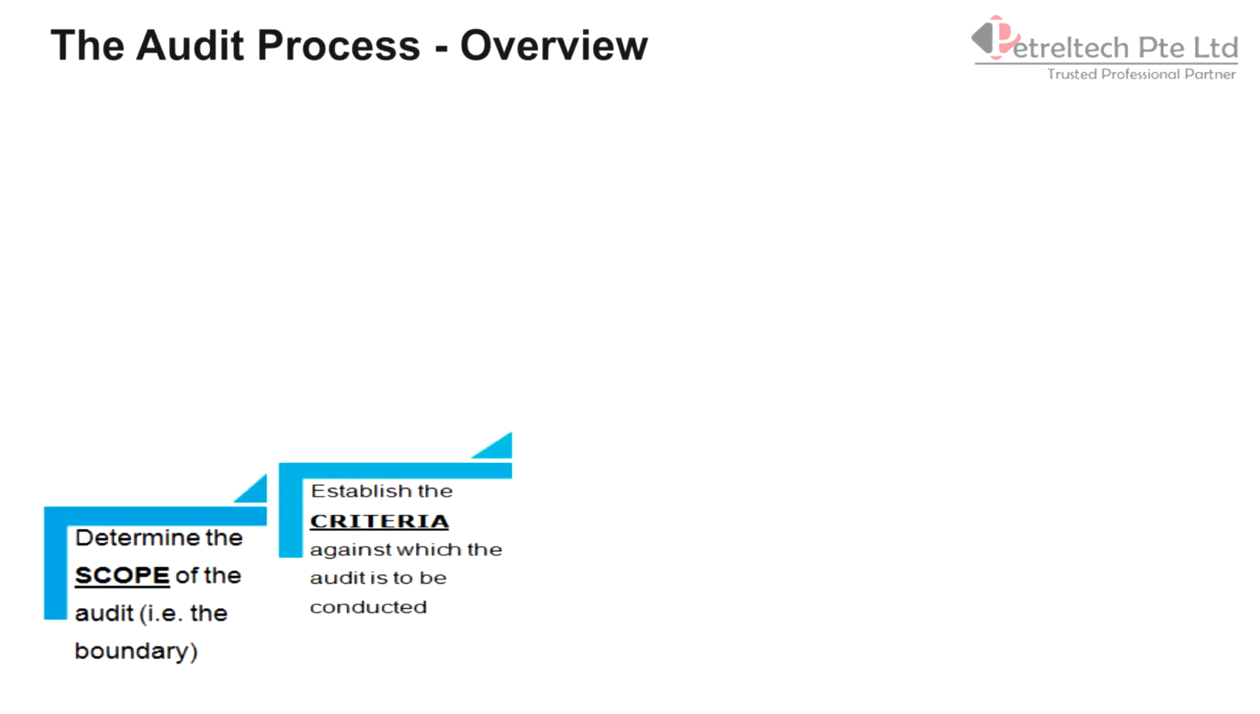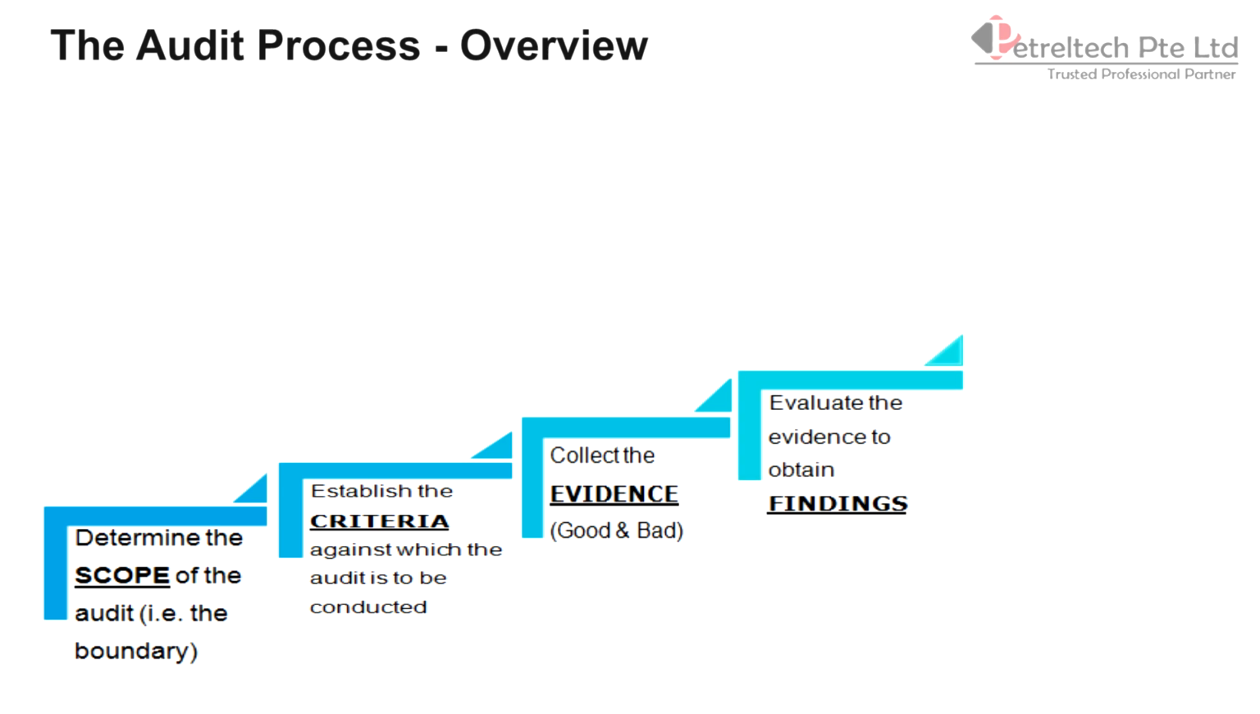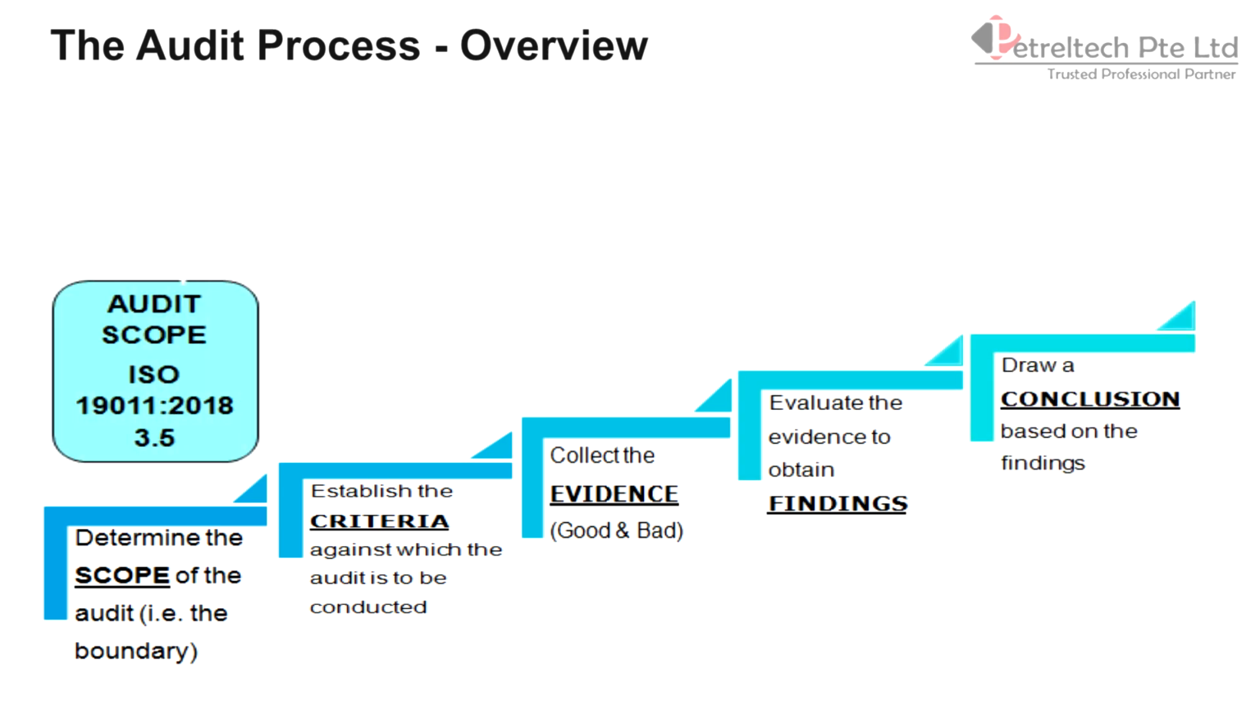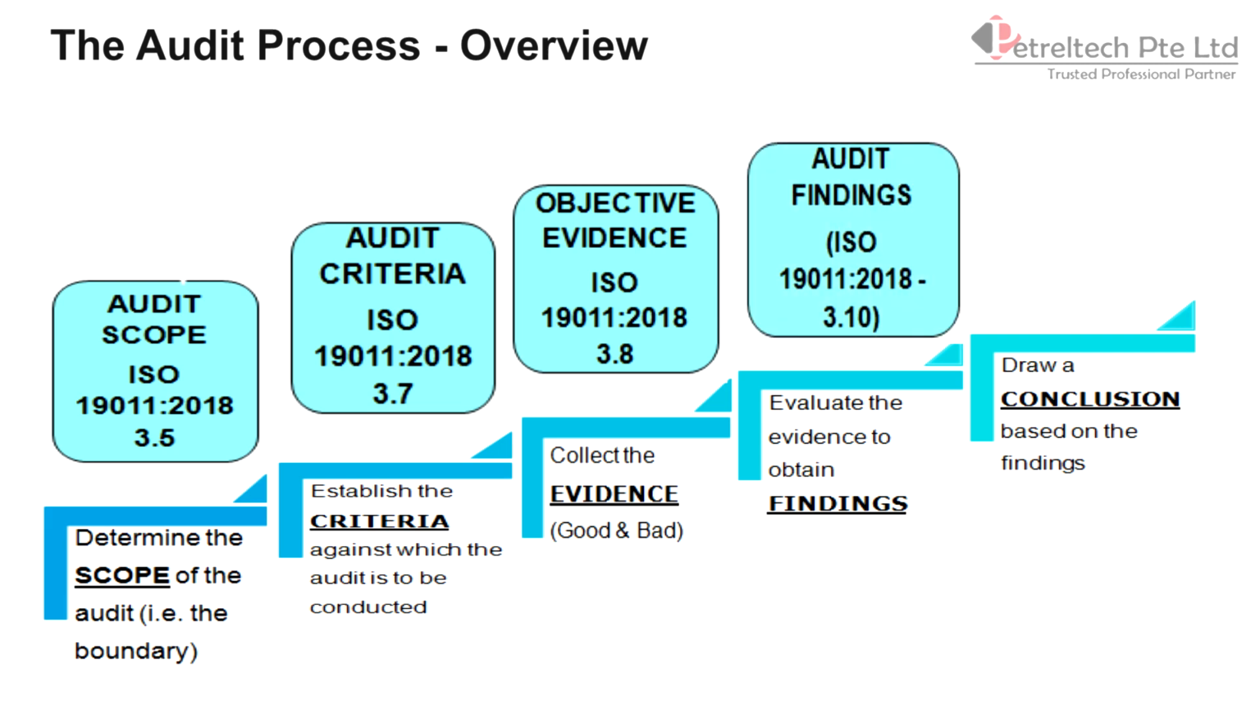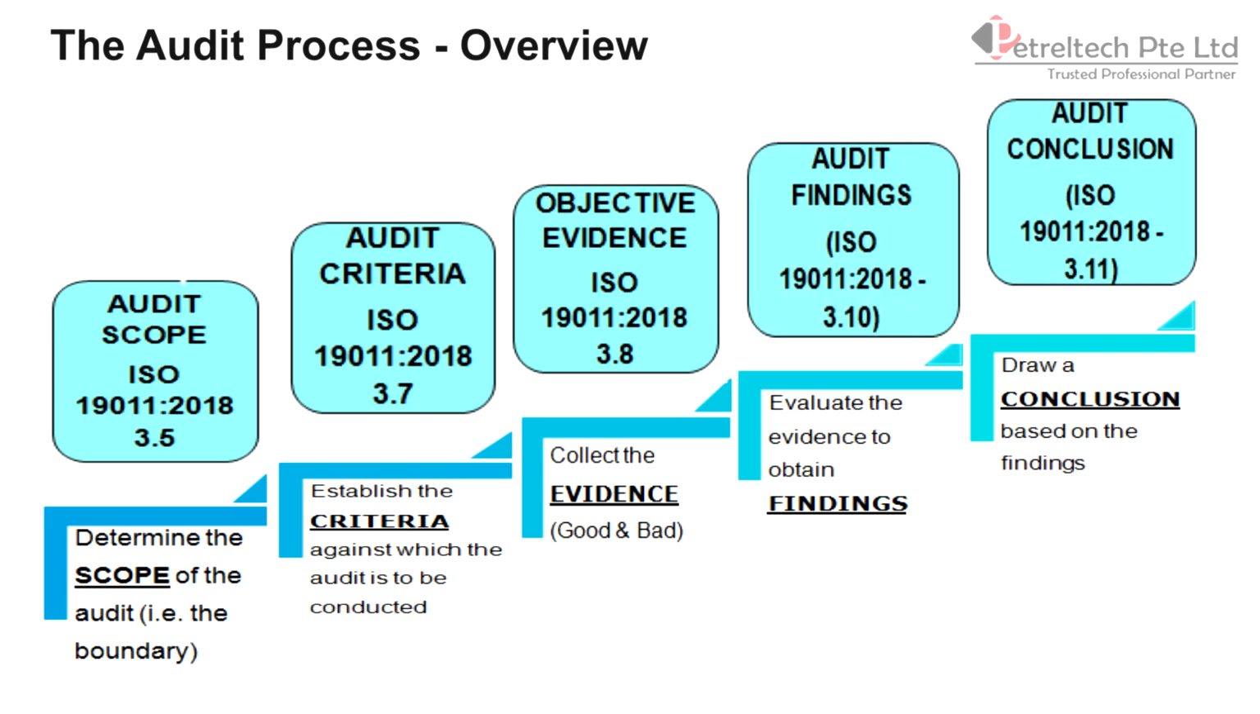An additional note here is that ISO 19011-2018 Guidelines for Auditing Management Systems is an audit process that will determine the scope, establish the audit criteria by collecting evidence, evaluating the evidence, and then draw a conclusion based on the findings as pictured here.